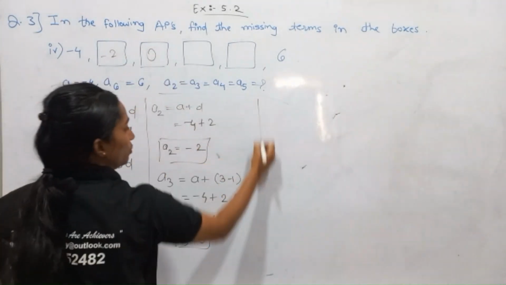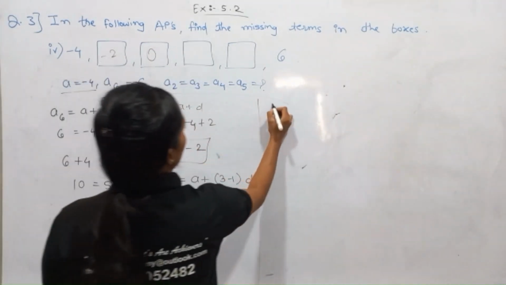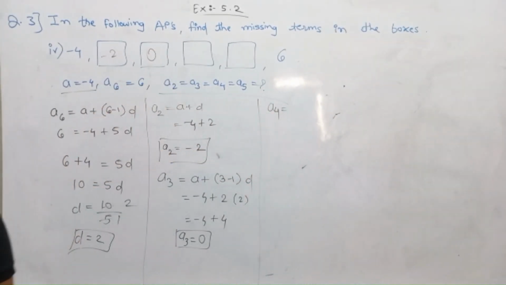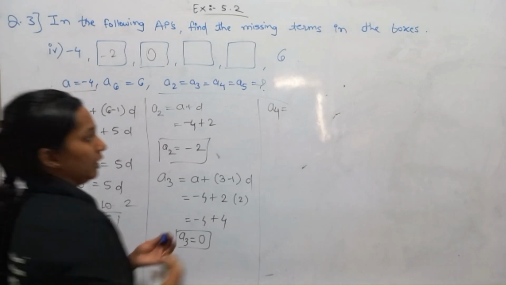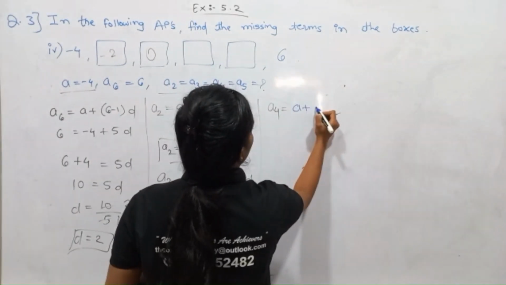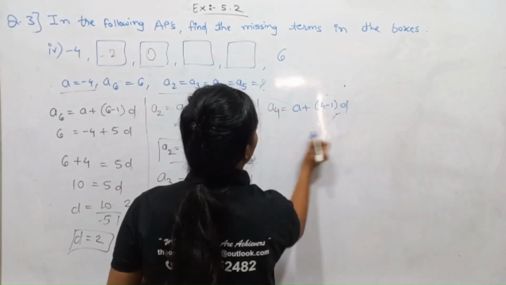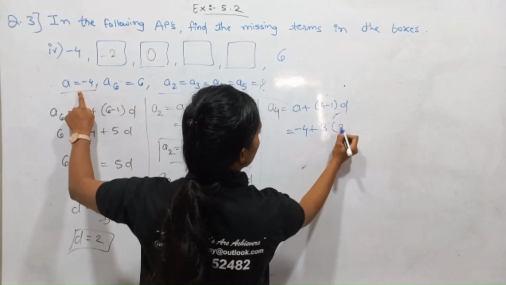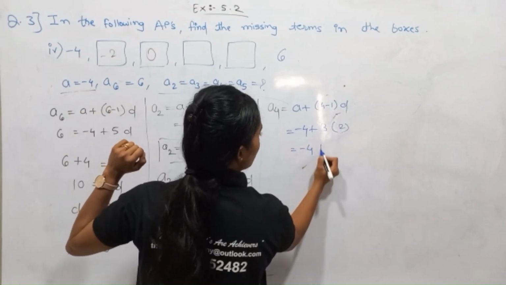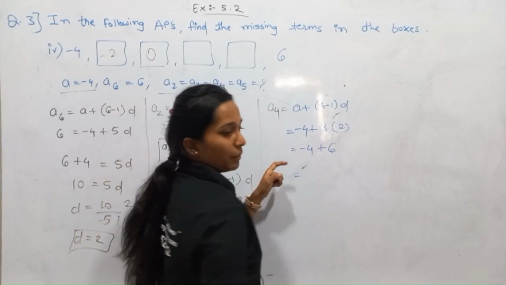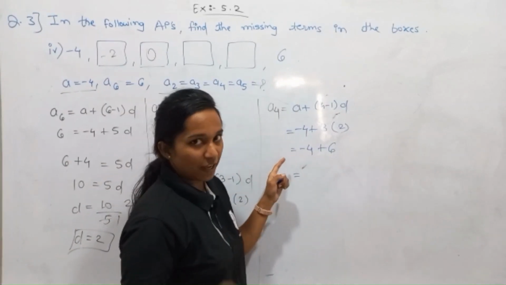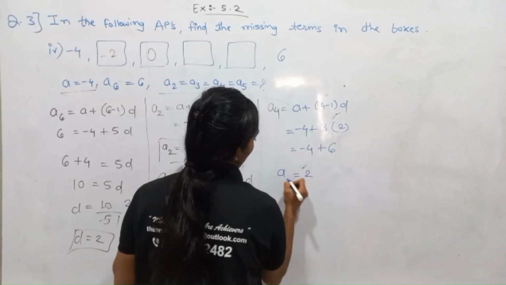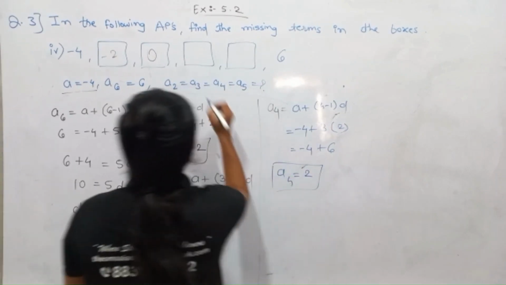Now we will find out term 4. Term 4 is nothing but A plus 4 minus 1 D. A is minus 4, 3 into distance is 2. Minus 4, 3 twos are 6. Minus plus, always do subtraction, and the sign should be of the bigger number. From 6, 4 go away, so 2 remains, and this is how I got A4.